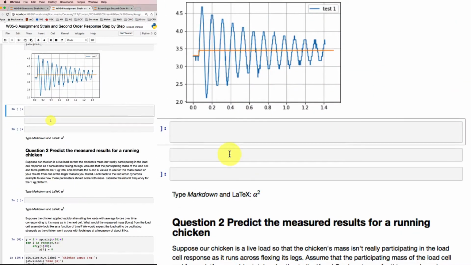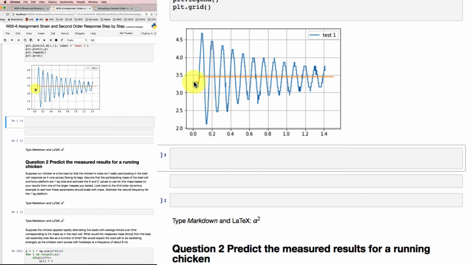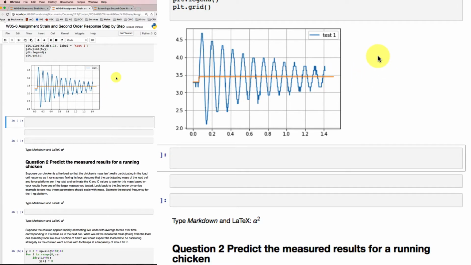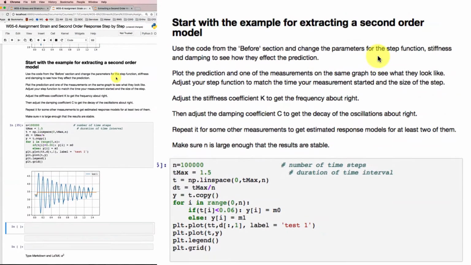There we go. So it starts off at 3.3, it goes up to 3.45. That looks like it's matching up at both ends. So now let's try running the model and see what comes out.